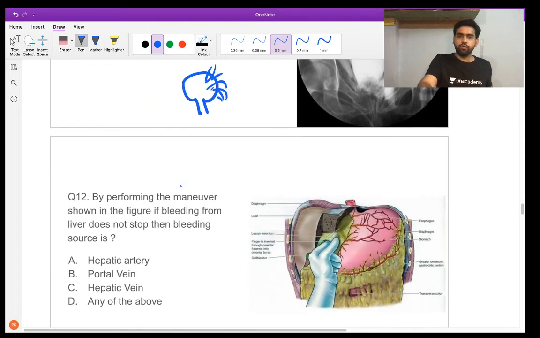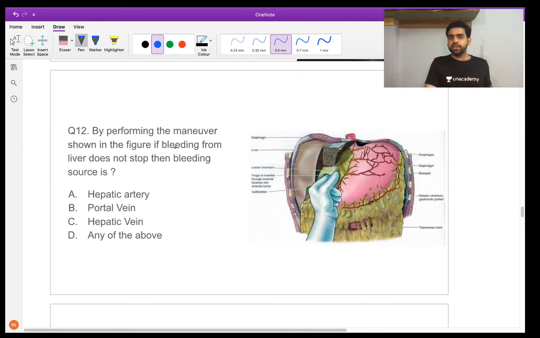Okay, now let us move on to the next question. By performing this maneuver, as shown in the figure, if the bleeding from the liver does not stop, this is a maneuver which you perform while managing a patient with a liver trauma. While performing this maneuver, if the bleeding does not stop, what is the source of the bleeding?